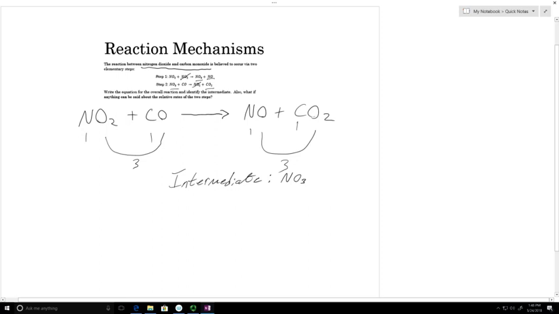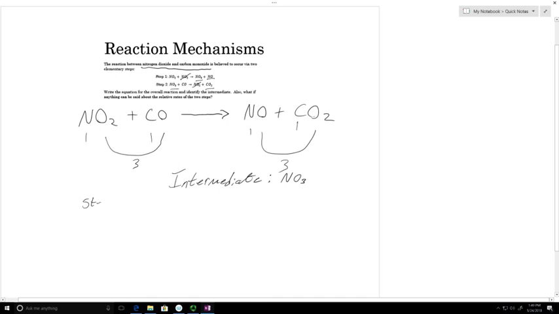Now it also wants us to make any declarations we can about the relative rates of the two steps. The rate determining step is typically the step that produces the intermediate. It's kind of like a bottleneck. If step 1 goes really fast, then step 2 can go really fast. But the product of step 1 is in part a reactant in step 2, so if step 1 is really slow, then step 2 will be slow as well. So step 1 is called the rate determining step.